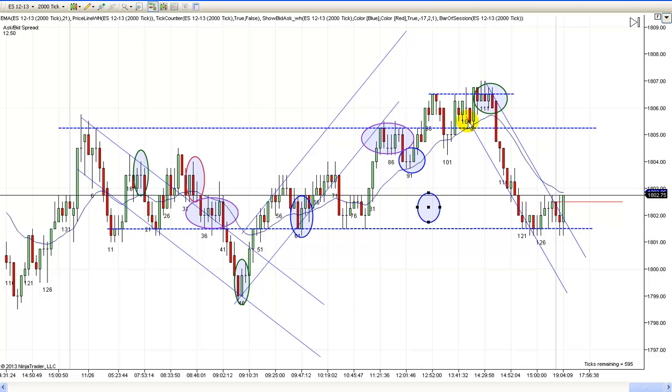So first entry short, pull back. So that was almost a second entry right there. But it did make a slightly higher high. So that's a first entry, pull back, second entry. So I hope all that makes sense to you.